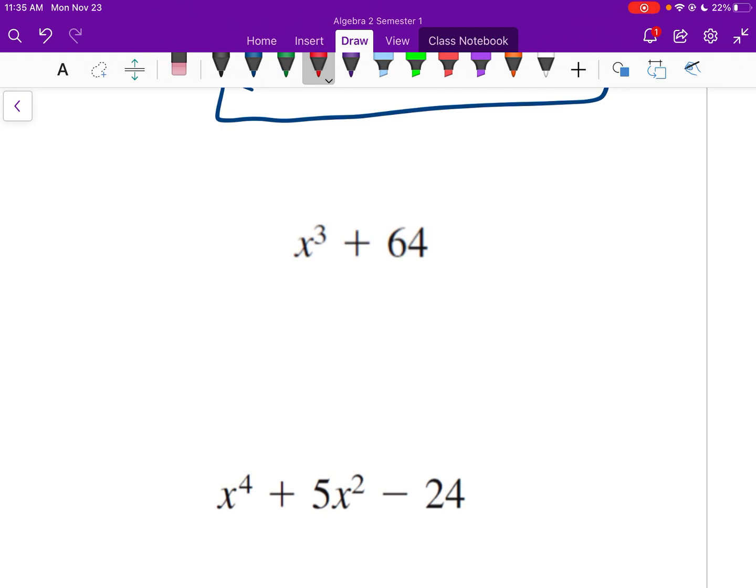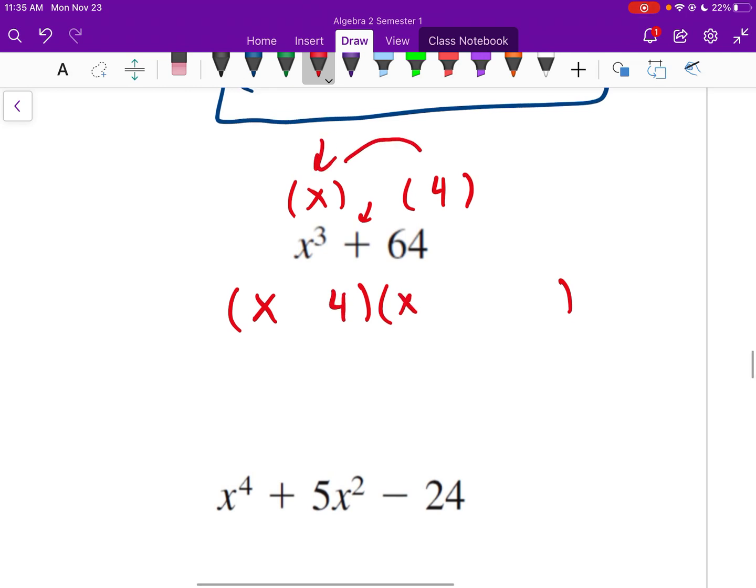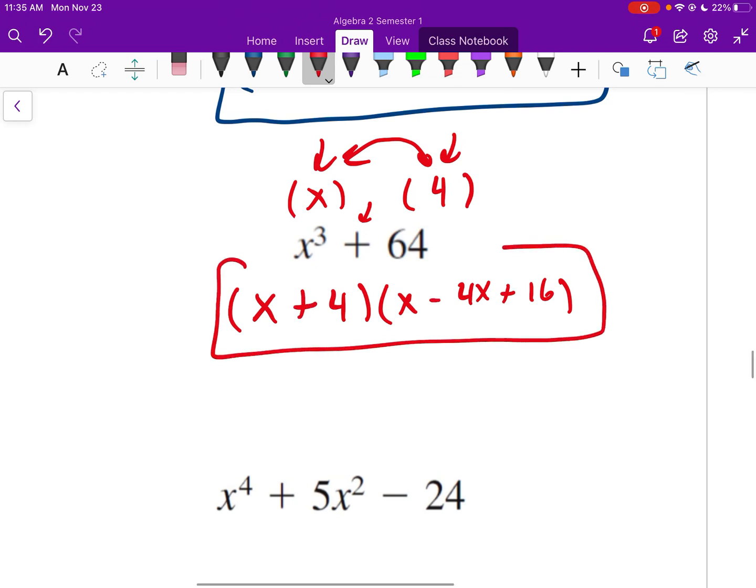All right, this one, no greatest common factor. I see x cubed, so I'm thinking sum of cubes since it's plus. So sum of cubes, x, and then 4. So set up my binomial times my trinomial. We get x, 4. Okay, square, multiply, square. There we have our terms. Now we need our signs. Same, opposite, always positive.